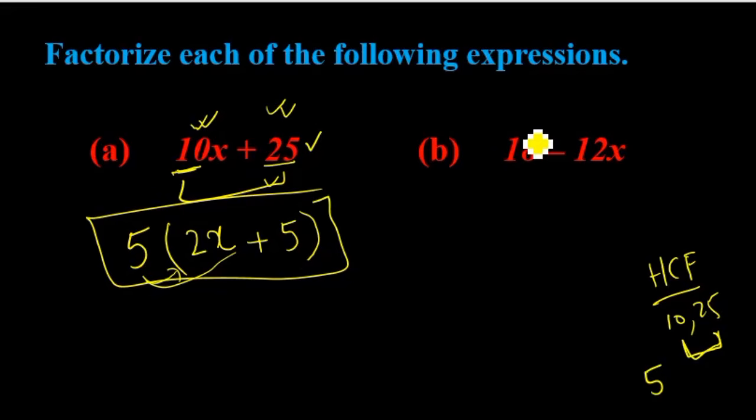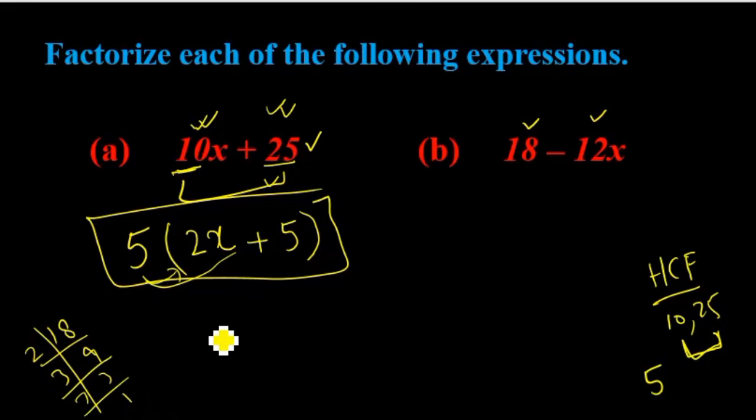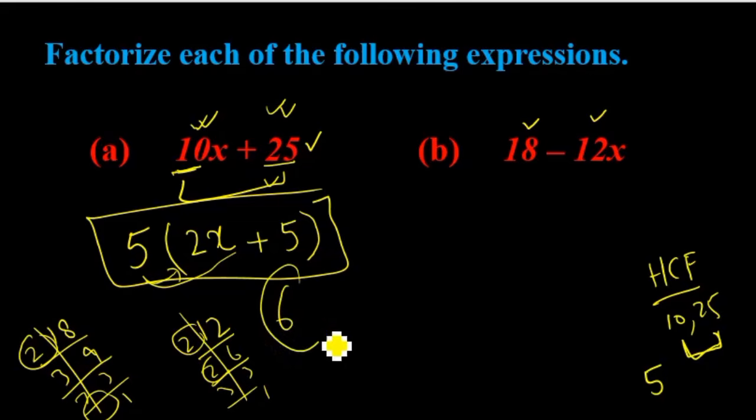Similarly here, what is the highest common factor of 18 and 12? What are the factors of 18? You can find the HCF by dividing: 2 nines are 18, and then 3 into 3 into 1. Similarly, you can find the factorization of 12: 2 sixes are 12, and 2 into 3 into 1. So what are the common factors? The common factors are 2 and 3. So it means 6 is the highest common factor of 18 and 12.